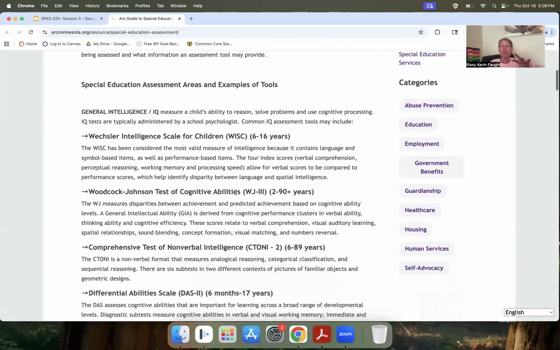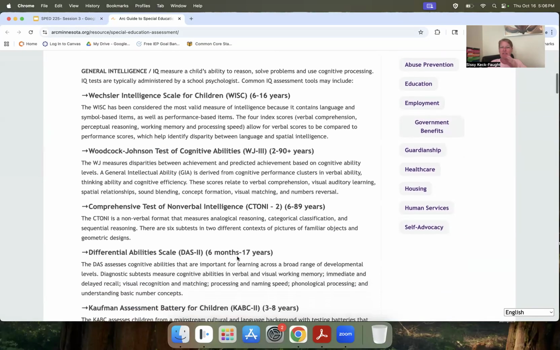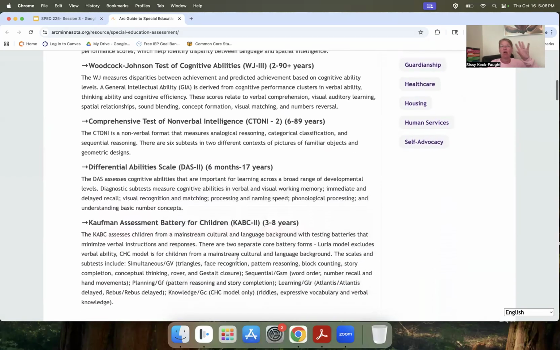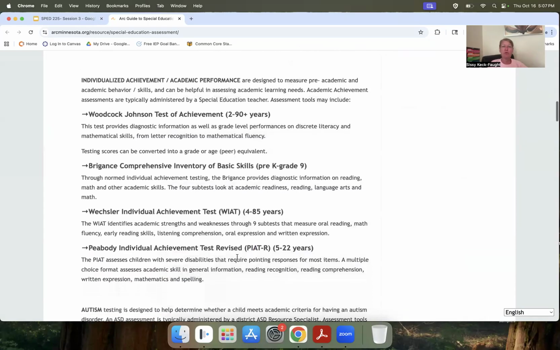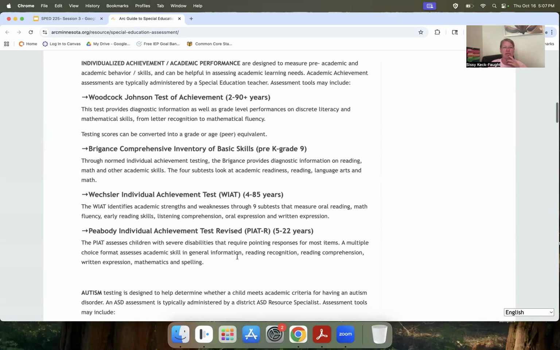So this really breaks down, again, like in the IQ testing, you're going to either have the WISC or the WJ, you're going to have the C-Tony, all of these. If you see the DAS, all of those would be done by a school psychologist. And it gives you a little summary about each of them. And then scrolling down, you'd have the Brigance, the Weschler, which is also called the Wyatt, the Woodcock-Johnson, the Peabody. All of those are going to be those standardized tests that you guys are using.